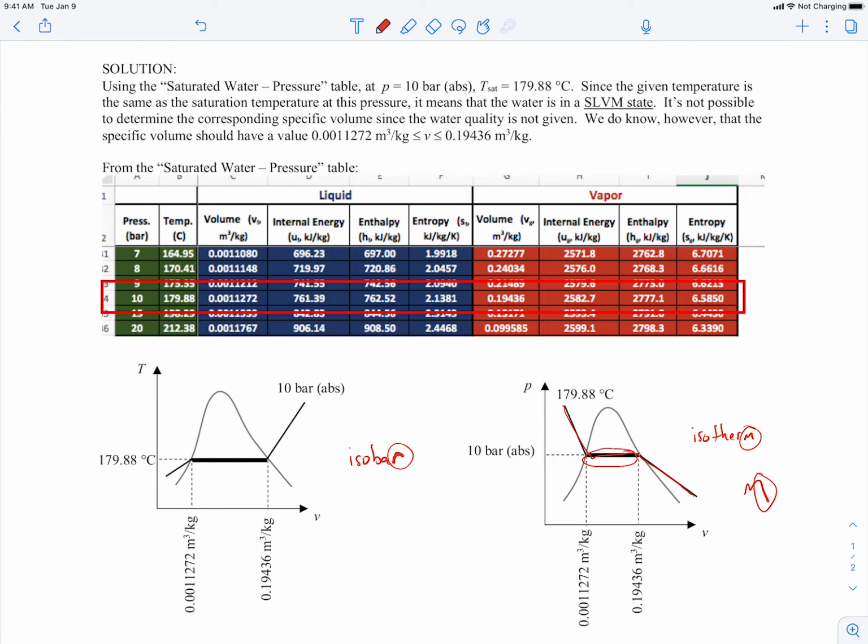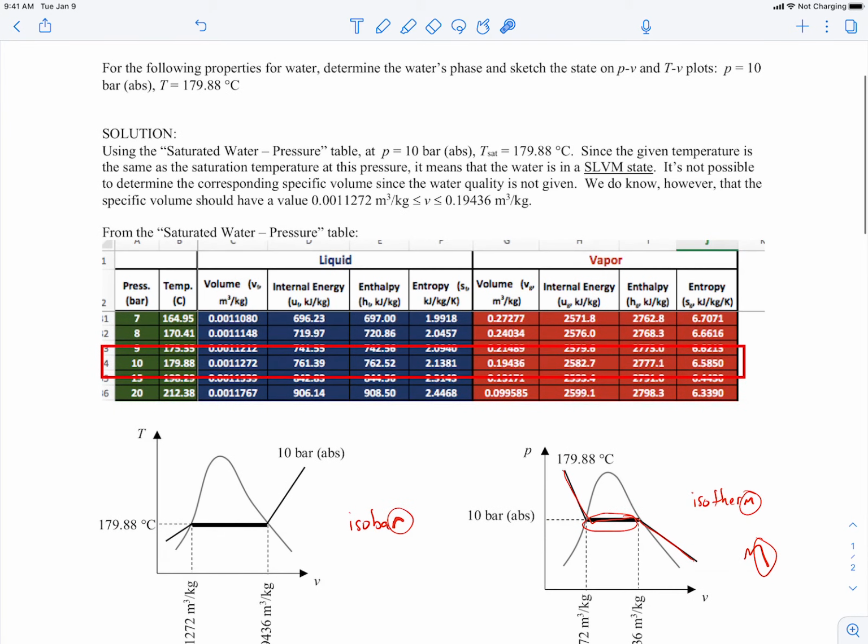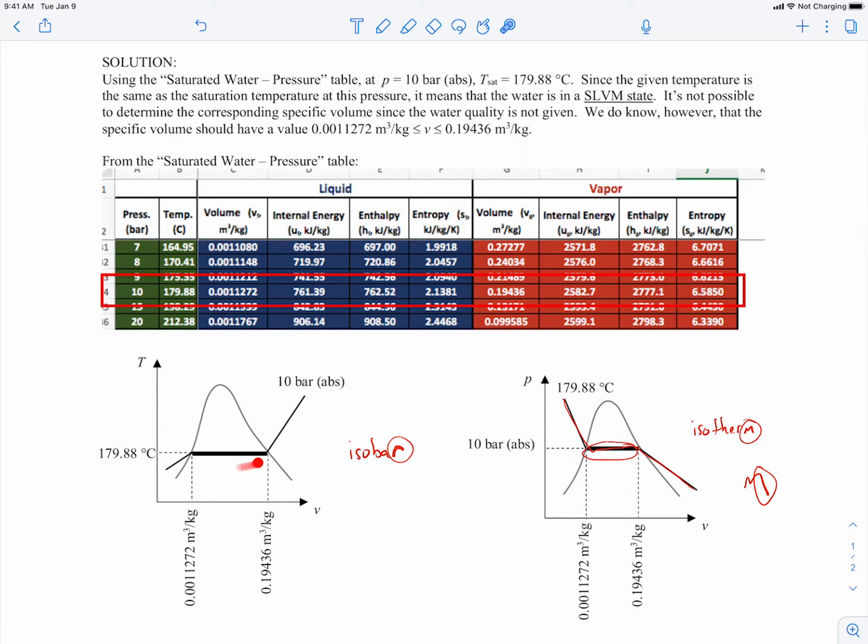Now on the TV diagram shown over here on the left, again, I draw the vapor dome. I draw my isobar corresponding to the saturation isobar at a temperature of 179.88. Remember, that's the temperature that we're given right up here. So here's the 10 bar isobar corresponding to that saturation temperature. And again, I know my specific volume is somewhere in this region here. I just don't know where without some additional information.